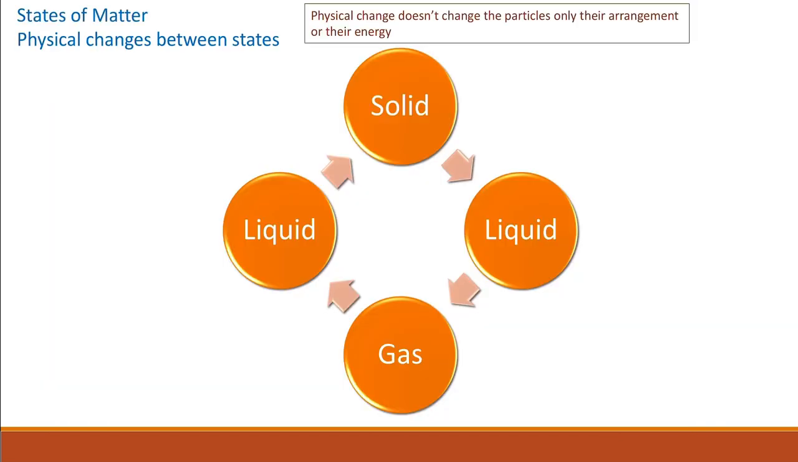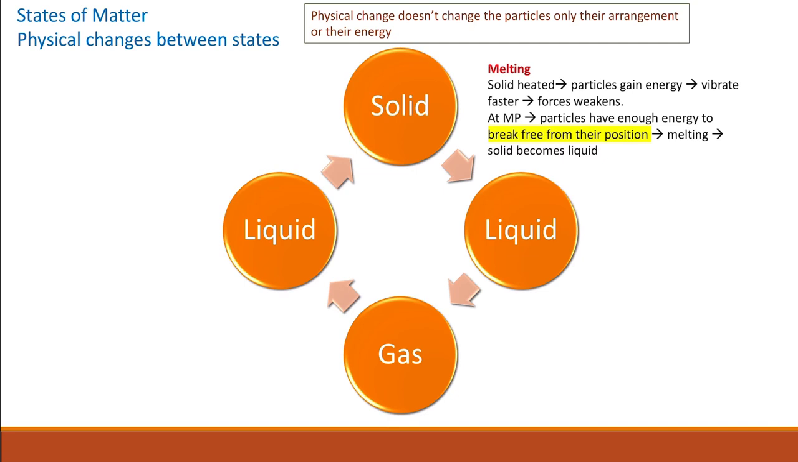The change between the different states of matter is called a physical change of state, and a physical change doesn't change the particles, it only changes the arrangement or the energy of the particles. First of all, the change from solid to liquid is called melting. When the solid is heated, the particles will gain energy and they will start to vibrate faster. So the forces of attraction between the particles will weaken, and at melting point, the particles have enough energy to break from their positions. They will start to melt and the solid becomes liquid.